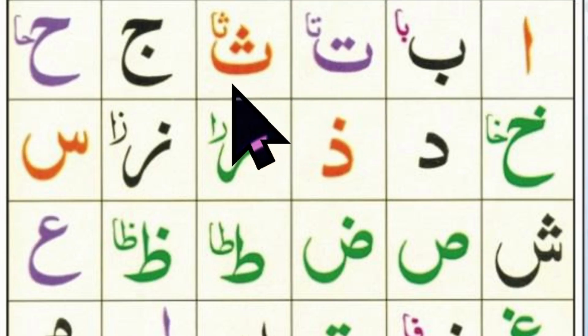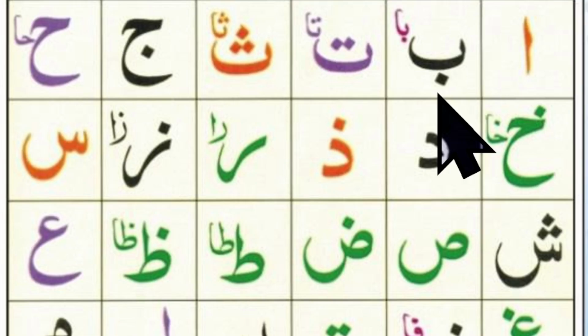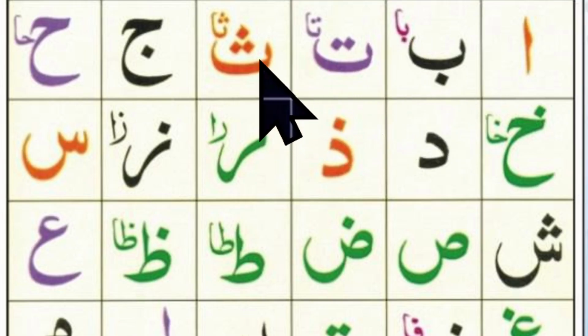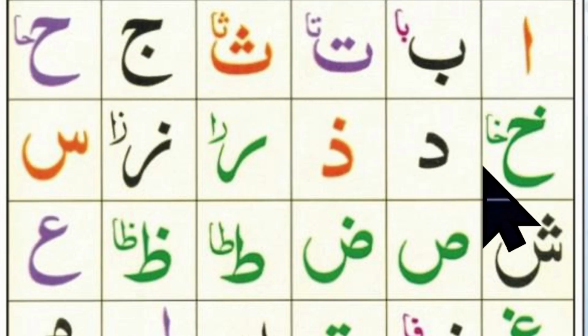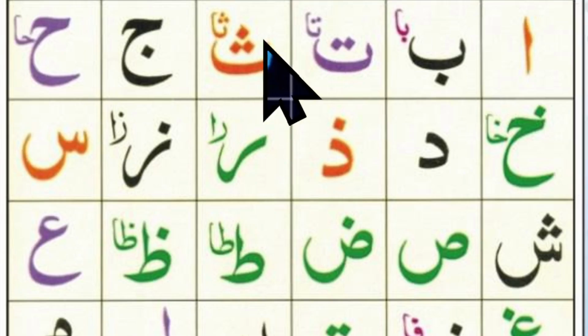And the next one is called Tha, Tha, Tha. And I told you before that these three letters are all called the sisters letters, and the next three are the brothers letters, because the shapes of all of these are the same.